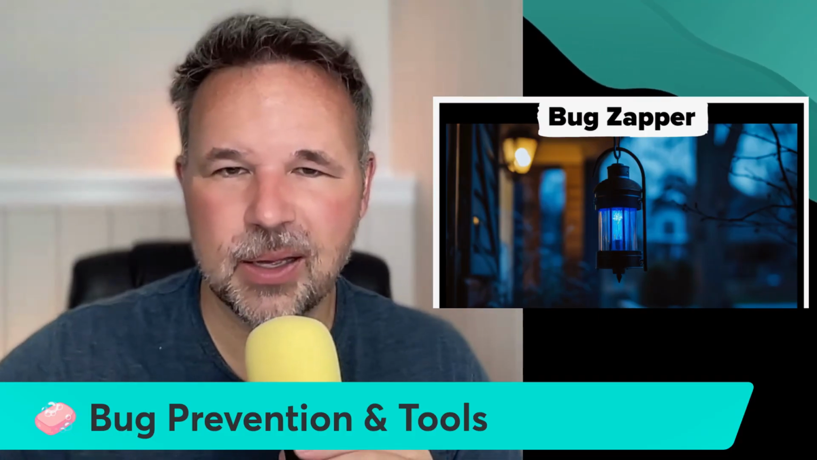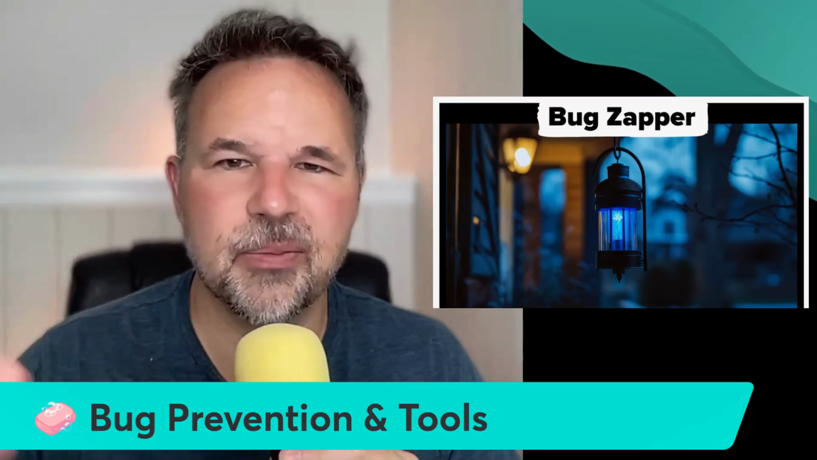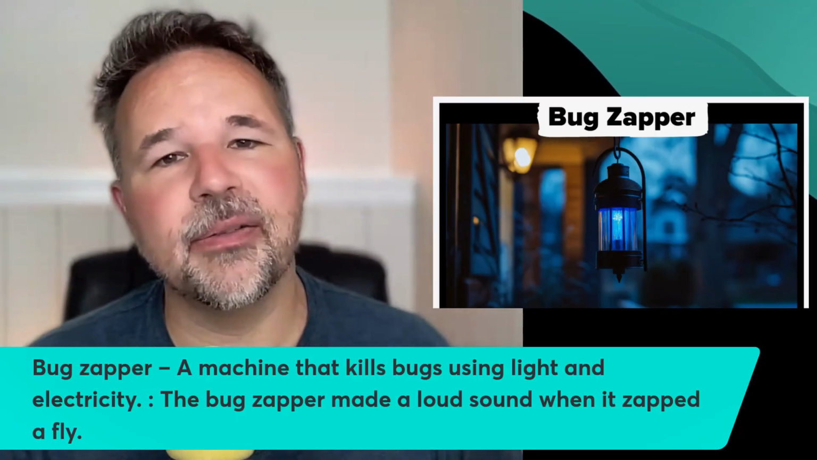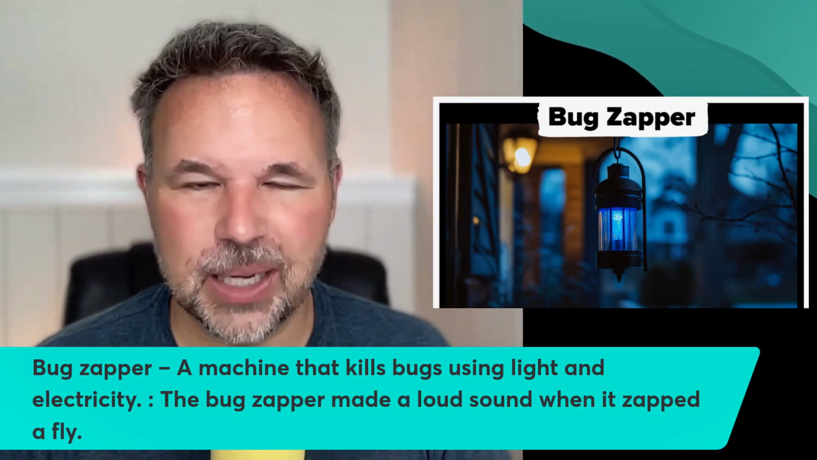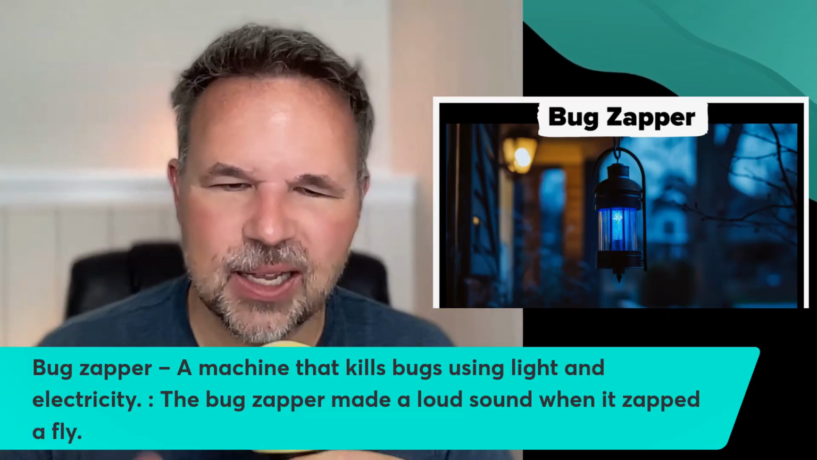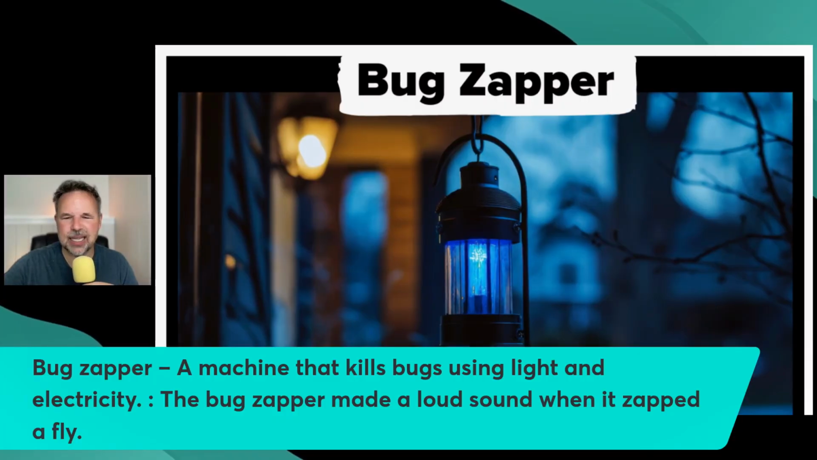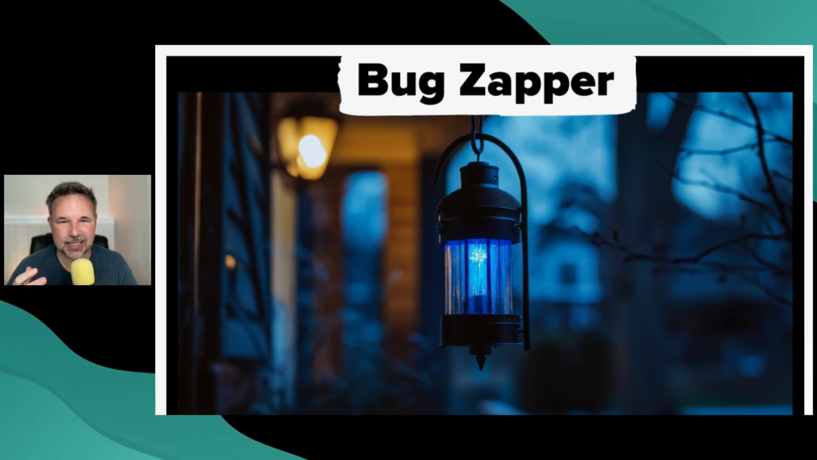To prevent something, it means you don't let it happen. So, maybe you prevent these bugs from getting in your house, or if they are there, you prevent them from getting around even more. One thing you could have outside of your house would be what we call a bug zapper. That is a machine that kills bugs using light and electricity. And if it's a really big bug, you can even hear that bug getting zapped.